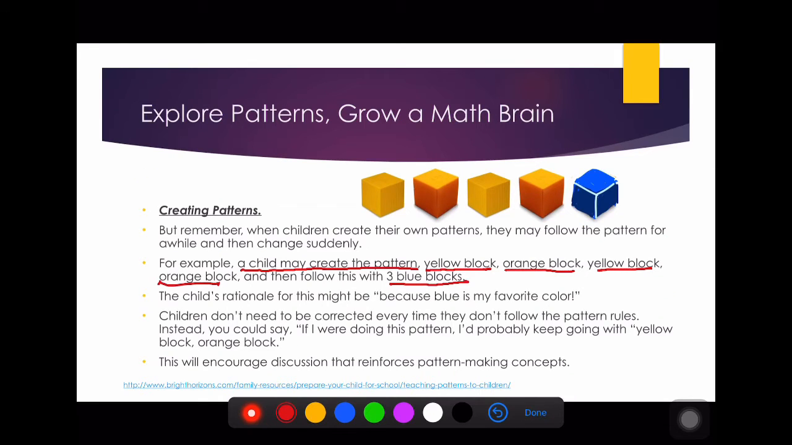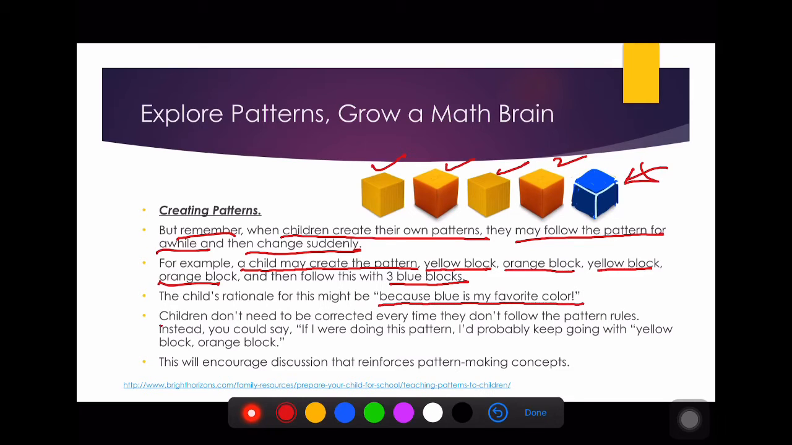Now you have to remember, when children create their own patterns, they may follow the pattern for a while and then they change suddenly. For example, they created this pattern: yellow block, orange block, yellow block, orange block, and then suddenly there's a blue block. When you ask the child why they put in the blue block, the child would just say, oh, because blue is my favorite color.